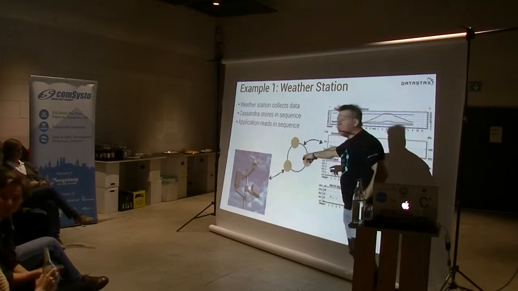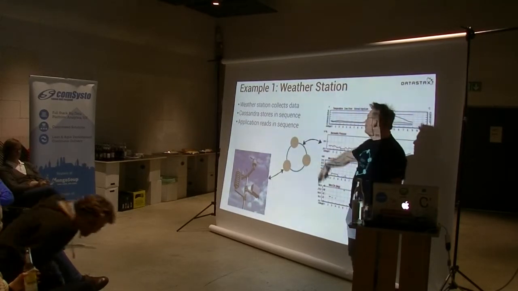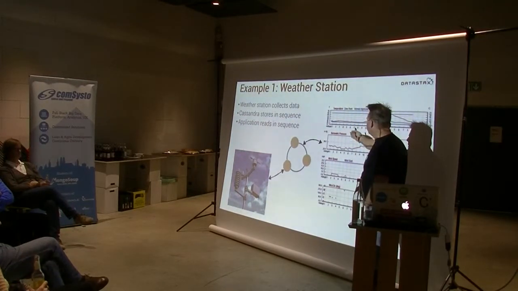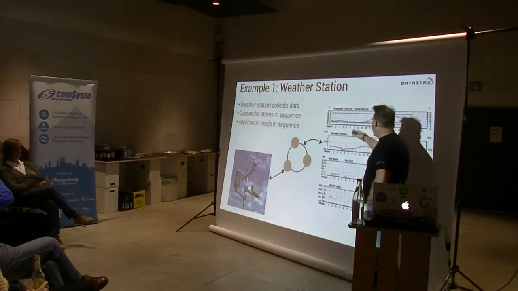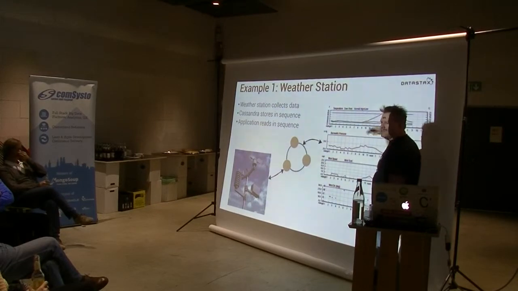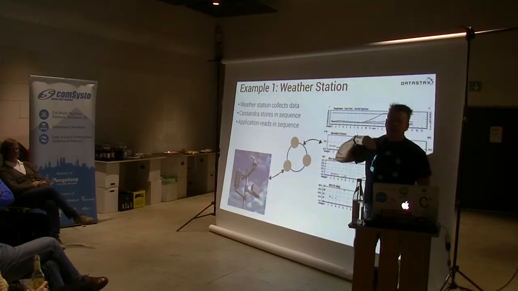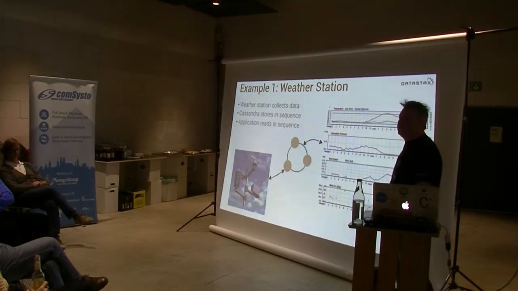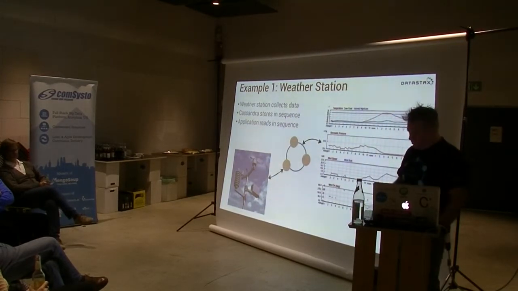A weather station collects data every hour and sends it to a Cassandra cluster. When I need to read it, I need it in this kind of format: multiple hours with a graph that shows the temperatures. That's a pretty typical application for a time series database. This could be stock data or something like that. So how do I do this?